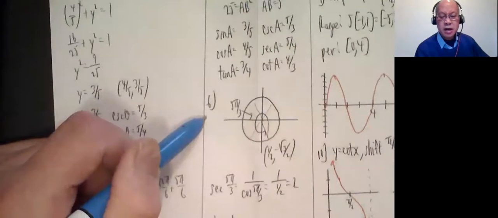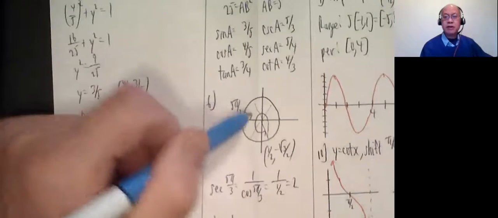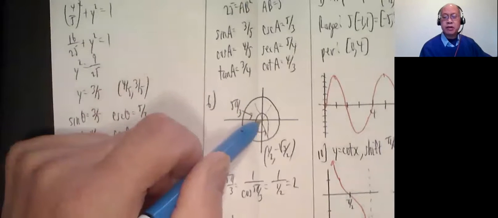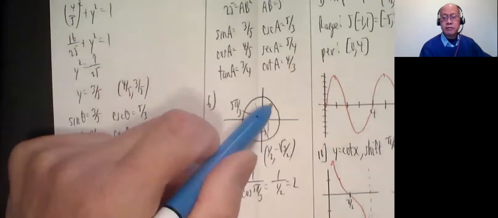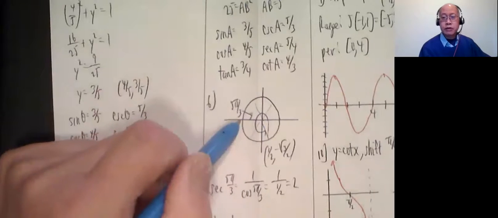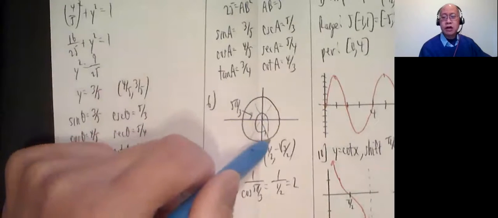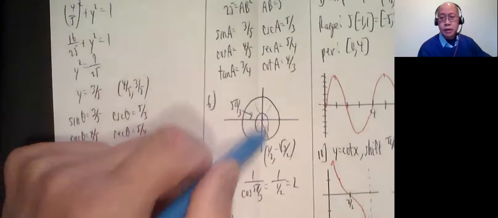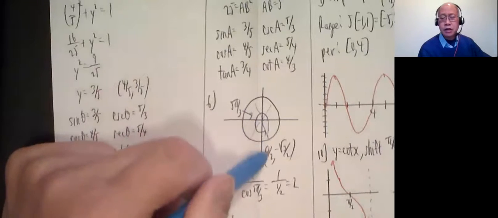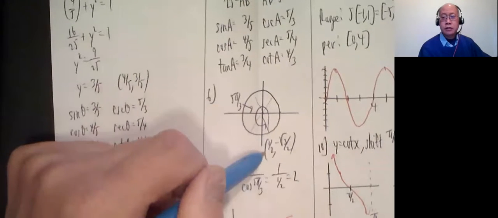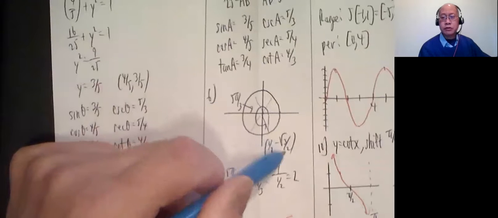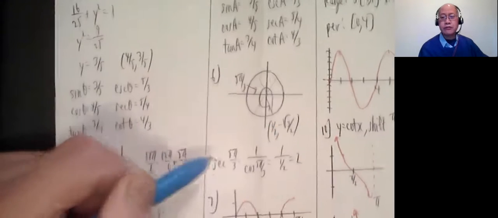Okay, 6, secant of 5 pi over 3. So 5 pi over 3 is over here. This is pi over 3, 2 pi over 3, 3 pi over 3, 4 pi over 3, 5 pi over 3. Okay, it looks like x is halfway. So the x coordinate is a half. Half is always paired with radical 3 over 2. We're in the 4th quadrant, so negative.